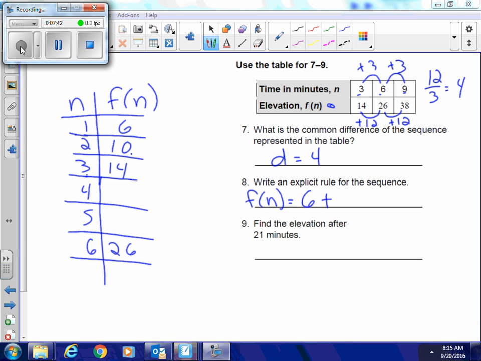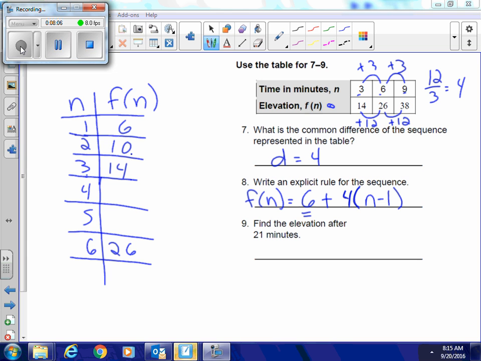And I will add to that my common difference times n minus 1. And that's how you write the explicit rule. You start with your first term. Then you add to that your common difference times n minus 1. N minus 1 represents the previous term position.